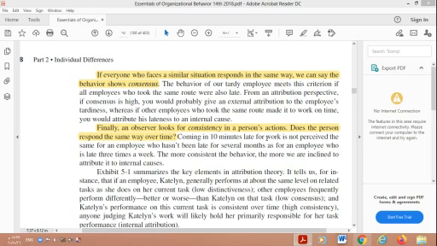Okay, so if the cause is related to internal factors or forces, we have to think about the individuals themselves. While if it is related to external forces or factors, here we have to think about the environment or other people such as managers or colleagues who cause the attributes. Okay.